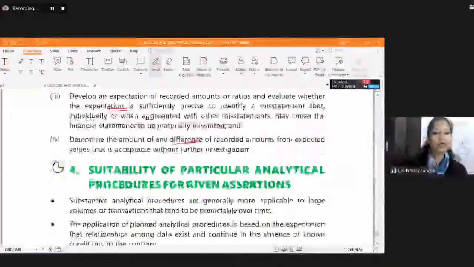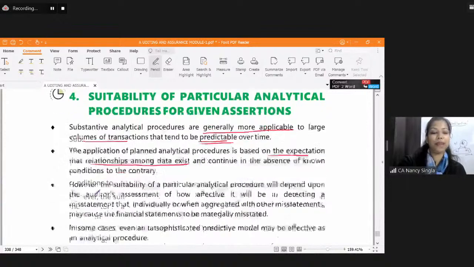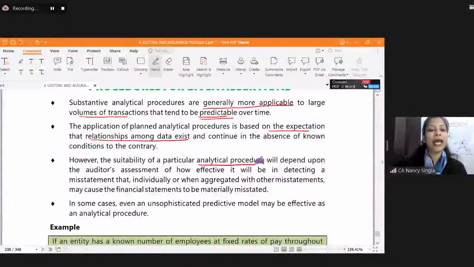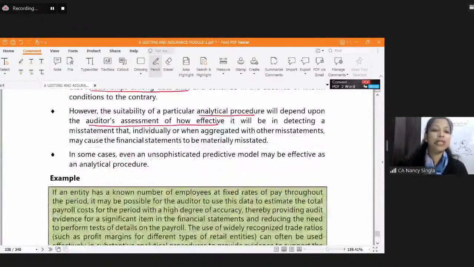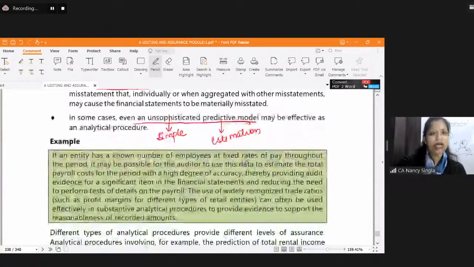So what is suitability? What we saw is that analytical procedures are generally more applicable to large volume transactions that are predictable, and it is based on the expectation that the relationship among data exists. However, suitability of a particular analytical procedure will depend upon the auditor's assessment of how effective it will be. However, in some cases, even an unsophisticated predictive model. What is unsophisticated? Simple. Predictive is what? Estimation. So it says that in some cases, simple calculations will give you a result with a high degree of accuracy.